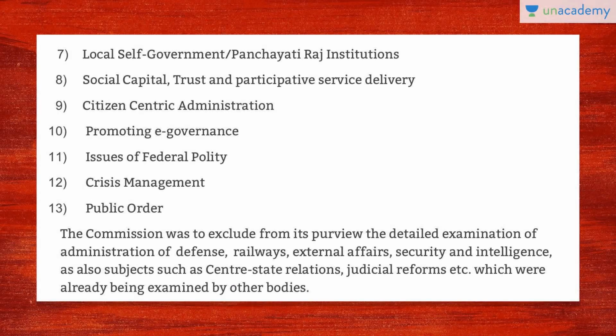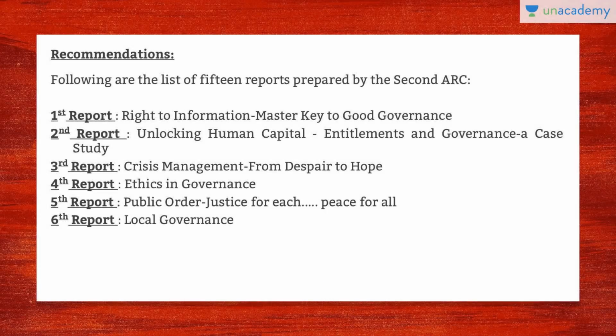And the commission was to exclude anything, the detailed examination of defense, railways, external affairs, security, intelligence, as well as center-state relations, judicial reforms, because these were already being examined by other bodies. So the first report was Right to Information, master key to good governance.